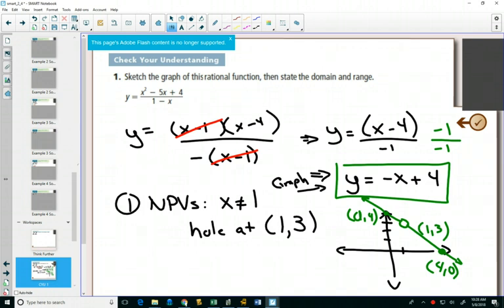Okay, questions for practice on this one are 3, but I'm going to give you a couple more examples to deal with first.